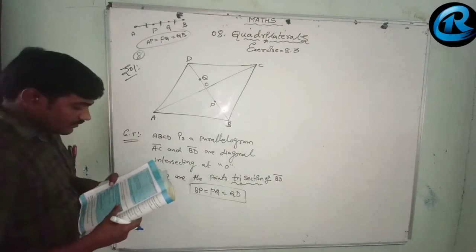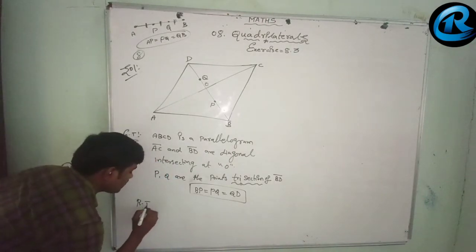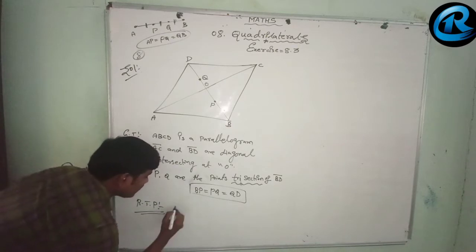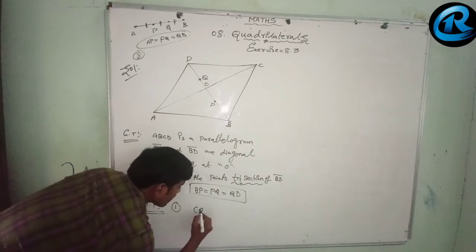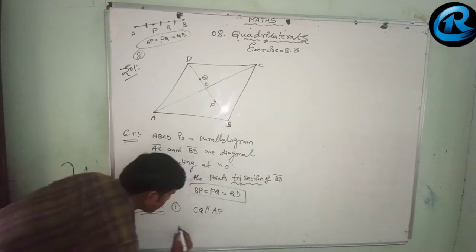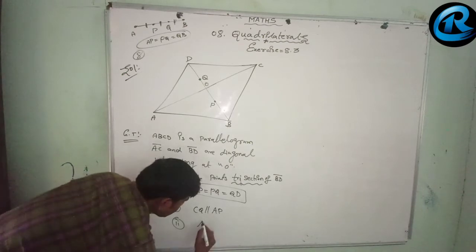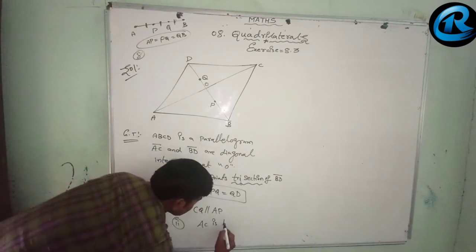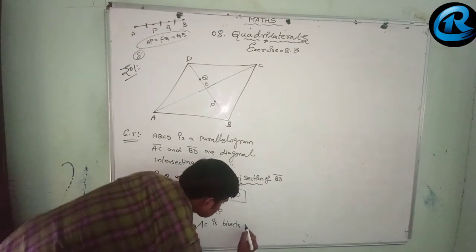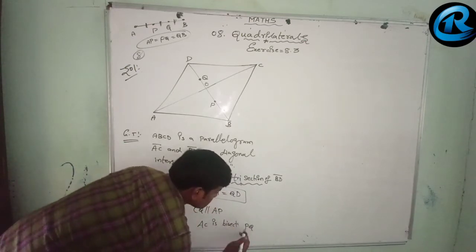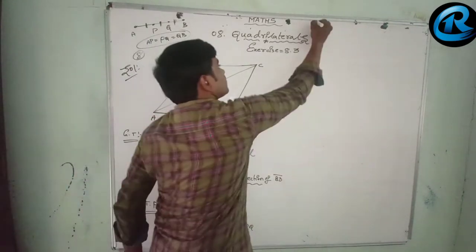Now next, prove that. So RTP is given here. What we need to prove? First one, CQ is parallel to AB, and the second one, AC bisects PQ. Yes, AC bisects PQ.